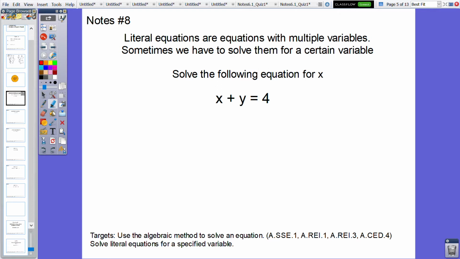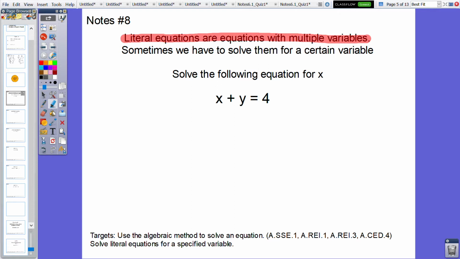So that's how we basically define what a literal equation is: you have an equation with multiple variables in front of it, or with it, added, subtracted, multiplied, divided with it. And sometimes we have to solve them for a certain variable, okay? So for instance, if we're solving the following equation, x plus y equals 4, for x, all we have to do is basically treat y like it's a number.